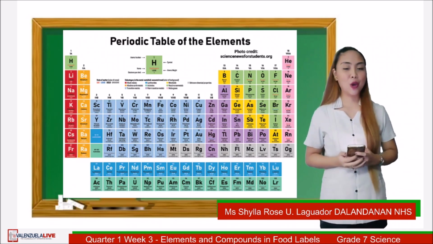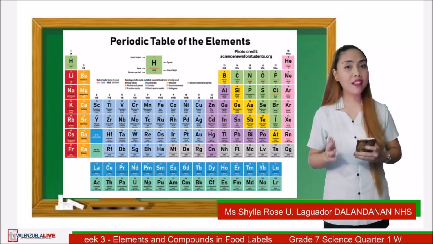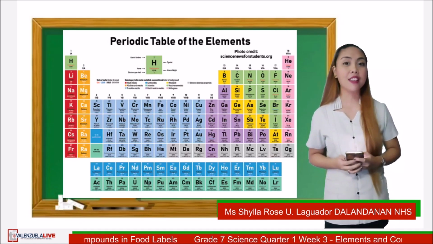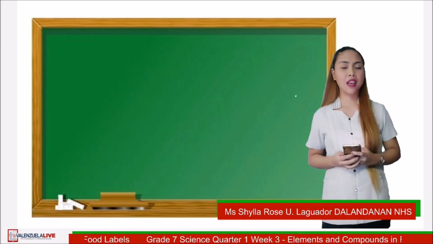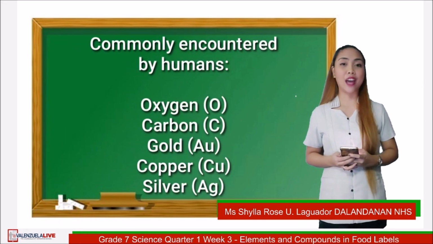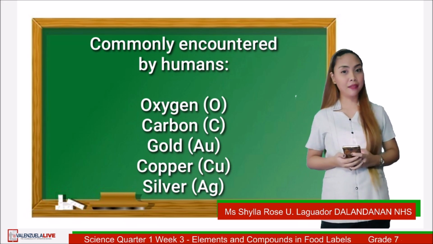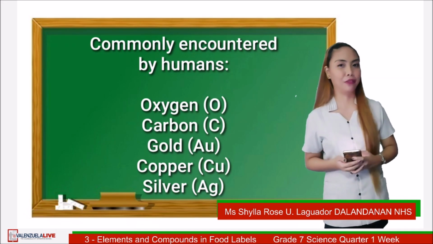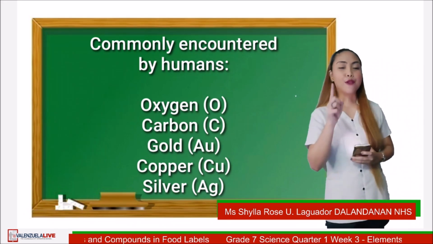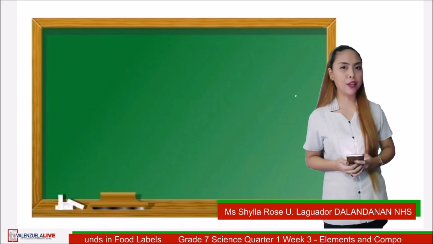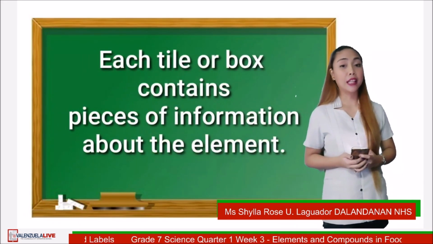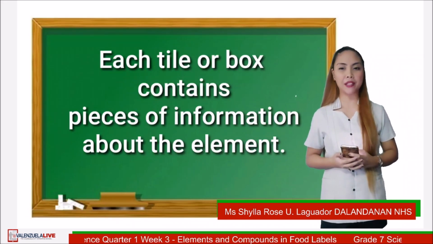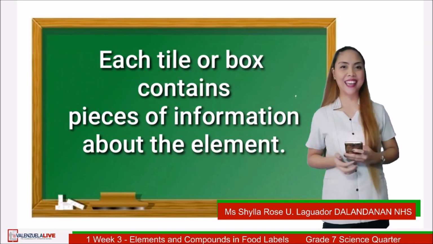From the past lesson, we knew that there are over 100 known elements that can be seen in the periodic table. To be specific, there are 118. Some of which are frequently encountered by humans like oxygen, carbon, gold, copper, and silver. Now, if you're going to look closely and carefully in each tile or box in the periodic table, you will actually be surprised to see that there are pieces of information that are written inside.